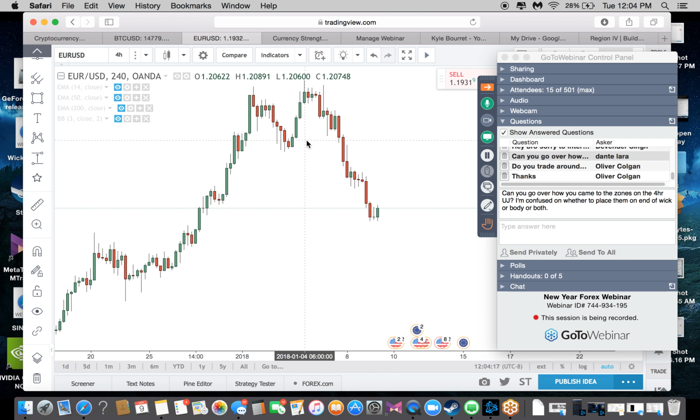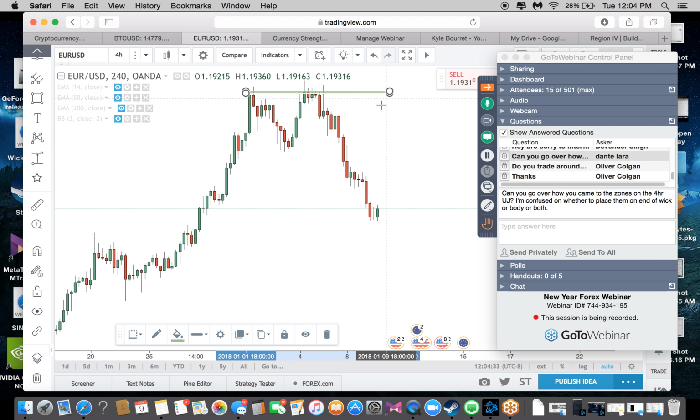I'm drawing up my zones on my daily time frame. I'm drawing up my zones on my hour time frame. I'm drawing up zones on my 4-hour time frame. And then, of course, there's minor zones in the 15-minute time frame, etc., right? So if I'm looking here, for example, I'm just going to look left. I'm going to look left and say, okay, obviously we got a zone here, right? Let's look left again. What do we got?